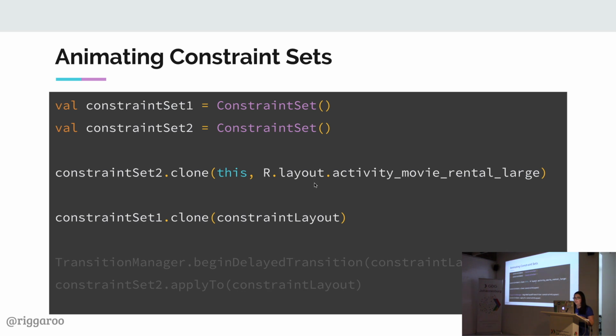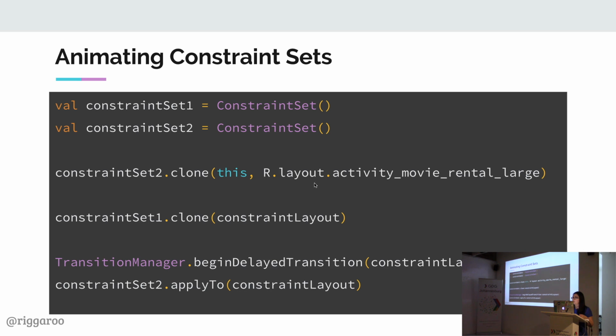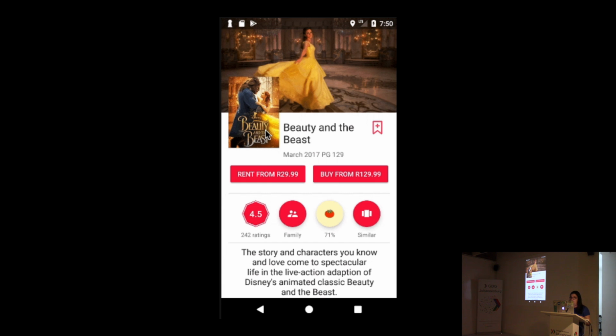And then all we need to do is apply the transition between the two. So constraintSet2.applyTo with a different constraint set, or the different layout that you want it to apply to. And then you can add a slow transition, a bit of a delay to it, so that it gives you that animation effect. And that's how you can create these complex layout animations without too much trouble.